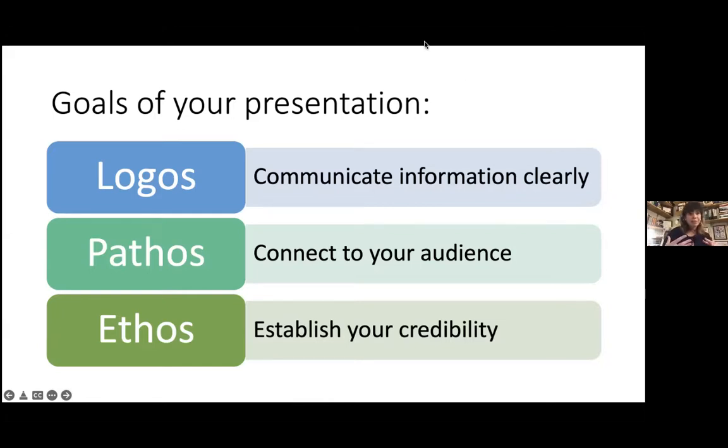So all three of these are going to be important for you to be able to handle in your presentation. And I'm hoping I'm making it a lot more complicated than when you first logged on here. Because when you first logged on here, you probably thought about the need to communicate your information clearly, but these other elements are just as important as the need to communicate your information. Because if you don't connect and your audience doesn't trust you, you're not going to be able to communicate your information very clearly.